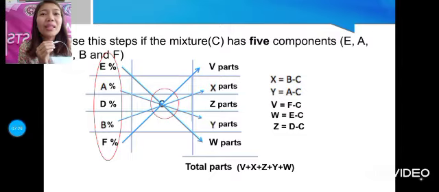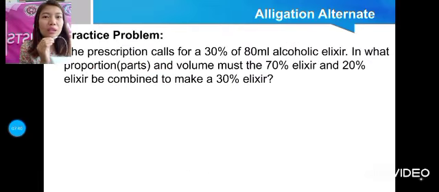So again, these diagrams are the basis in calculating our alligation alternate. We have here a practice problem. The prescription calls for 30% of 80 ml alcoholic elixir. In what proportions and volume must the 70% elixir and 20% elixir be combined to make a 30% elixir?